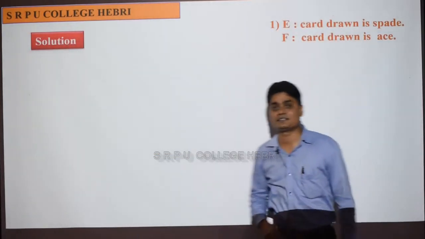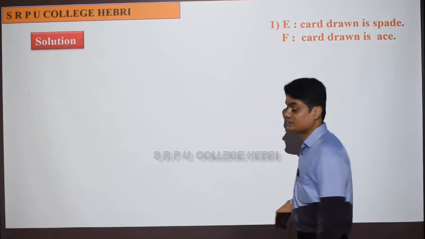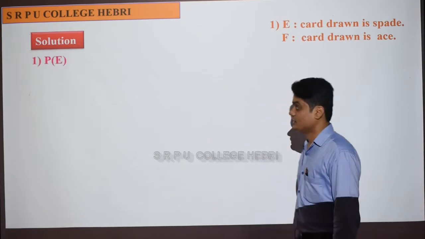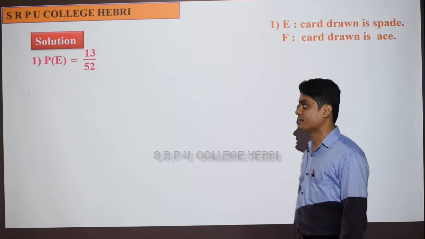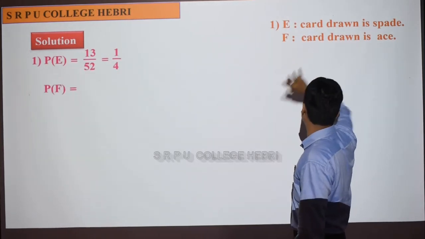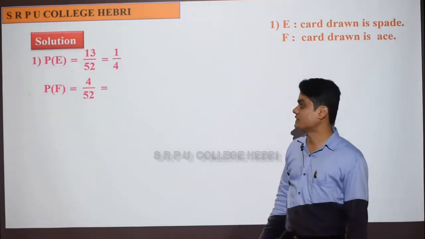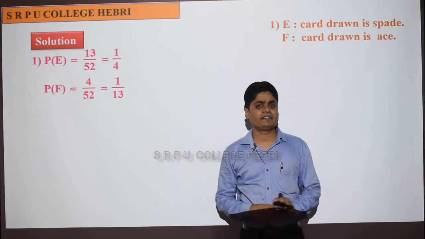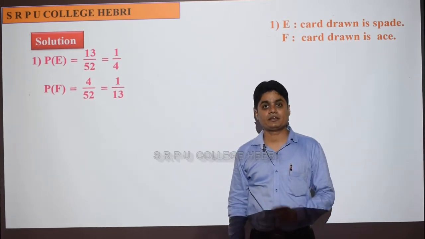How many spade cards are there? 13 spade cards are there. And how many aces are there? 4 aces. Okay, yeah. So probability of E, 13 by total number of cards are 52, so 13 by 52, so that is nothing but 1 by 4. And probability of F, 4 aces out of 52 cards, so 4 by 52, that is nothing but 1 by 13. Now what is our aim? We have to check whether E and F are independent or not. How to check they are independent or not?